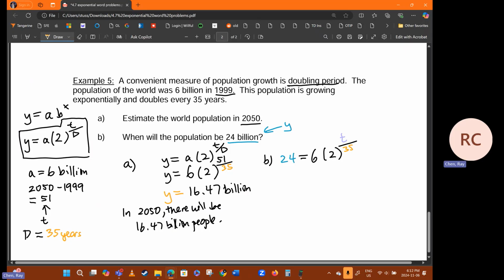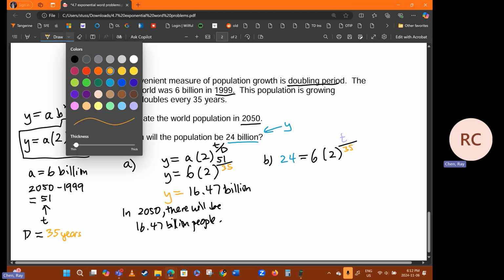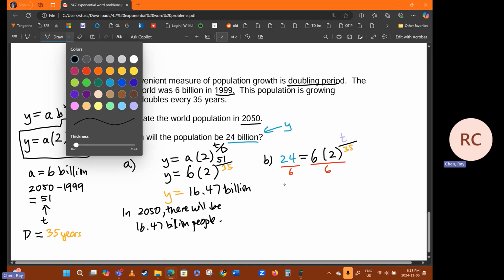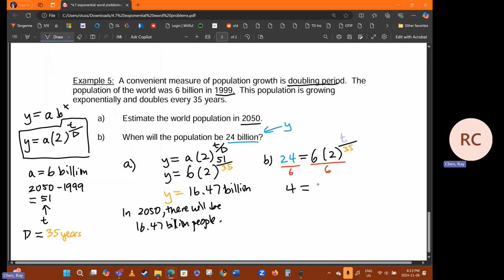So how are we going to do this? Some of you might remember the lesson. That is why I try to explain to you, when solving exponential equations, we're trying to get the same bases. So what should we do first? Pause the video if you're not too sure. We undo this by doing reverse BEDMAS. So we can divide both sides by 6. Notice we get 4 on the left-hand side, and we get 2 to the t divided by 35.